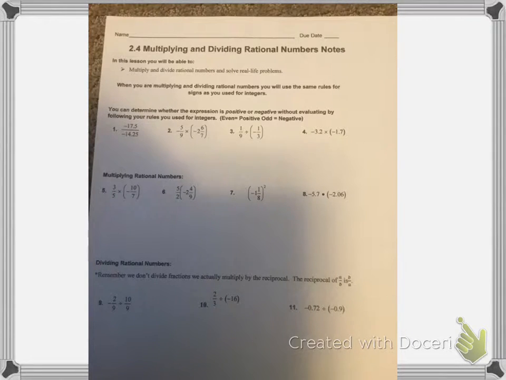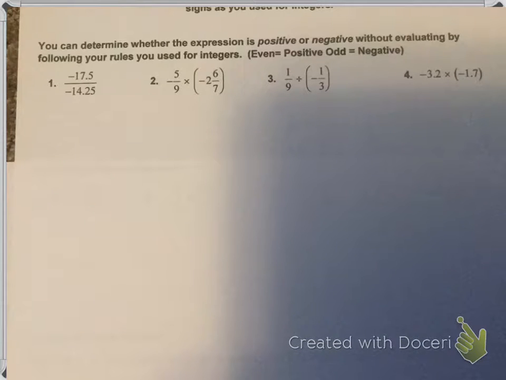Okay, so what you're going to learn is that you are going to multiply rational numbers, fractions and decimals, and you're also going to be dividing fractions and decimals. Looking at these first two, you've learned how to multiply and divide fractions and decimals in elementary school, and in the beginning of the year you learned your multiplying and dividing of your integer rules. So let's just review those.